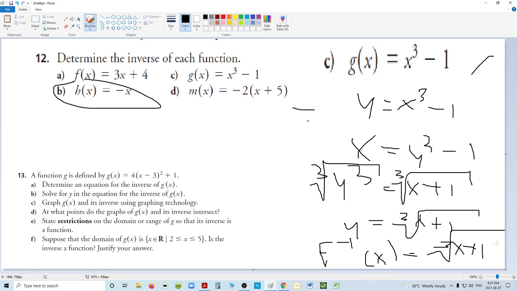And I'm just going to answer this text. So f inverse formula is cube root of x plus 1.